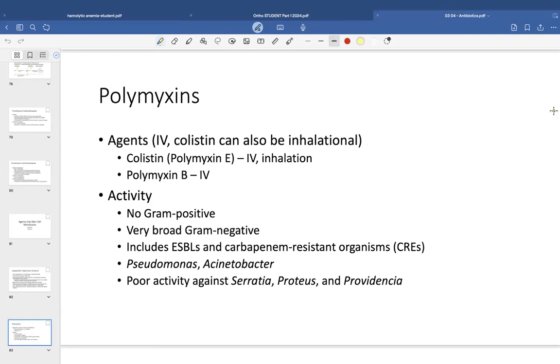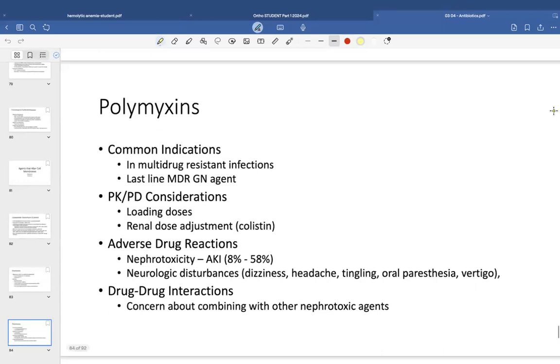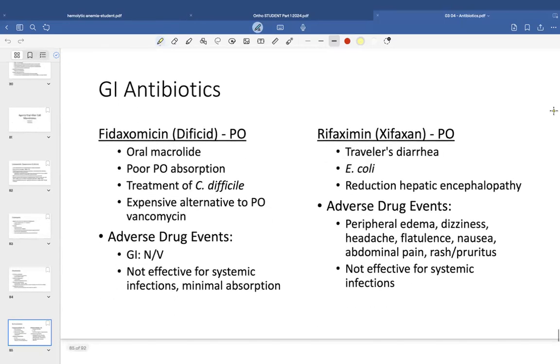And then two other groups I just want to highlight for being selected for types of infections, particularly GI antibiotics and UTI antibiotics. We'll start with the GI agents. Fidaxomicin is a drug specifically for C. diff in the GI tract.